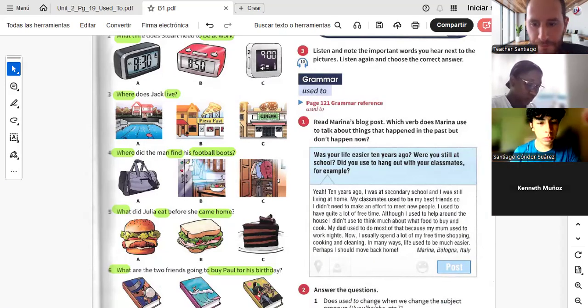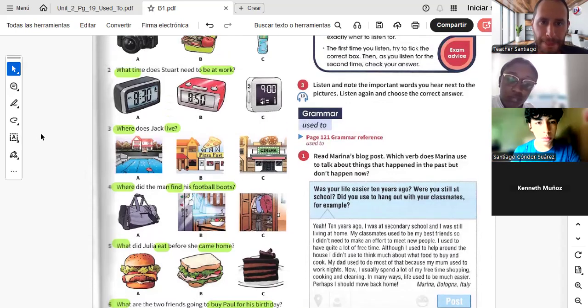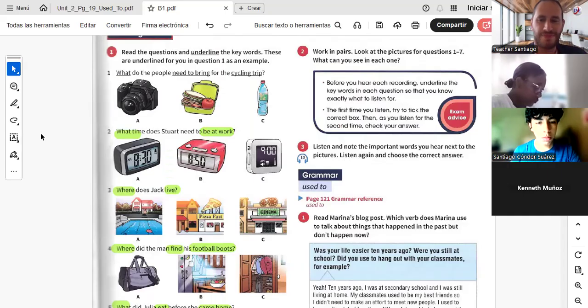Unit 2, Listening, Part 1, Exercise 3. For each question, choose the correct answer. 1. What do the people need to bring for the cycling trip?